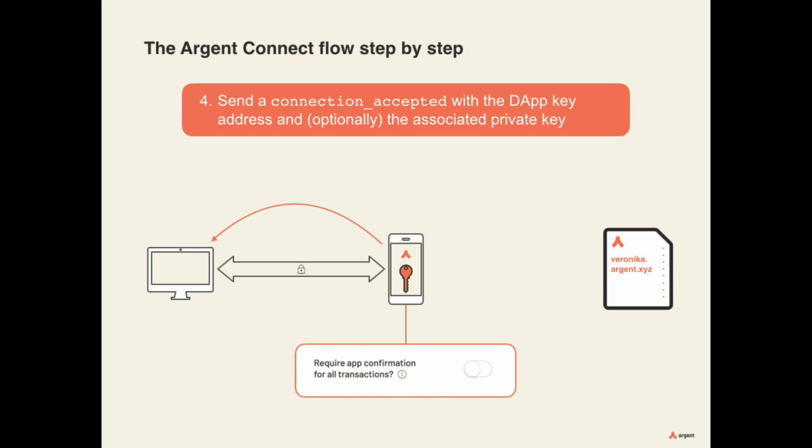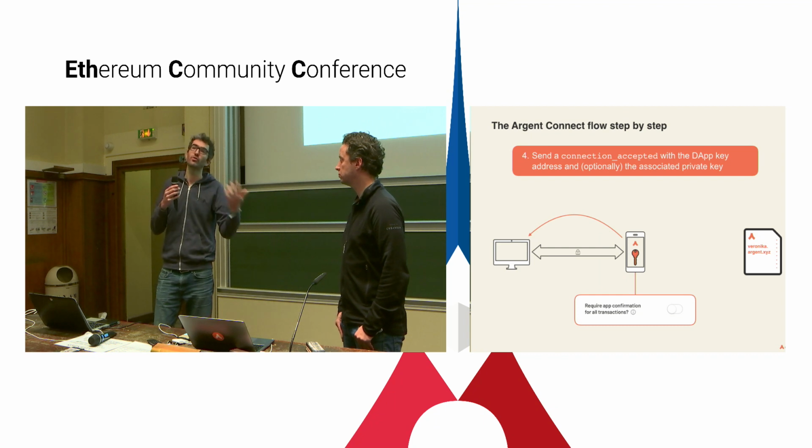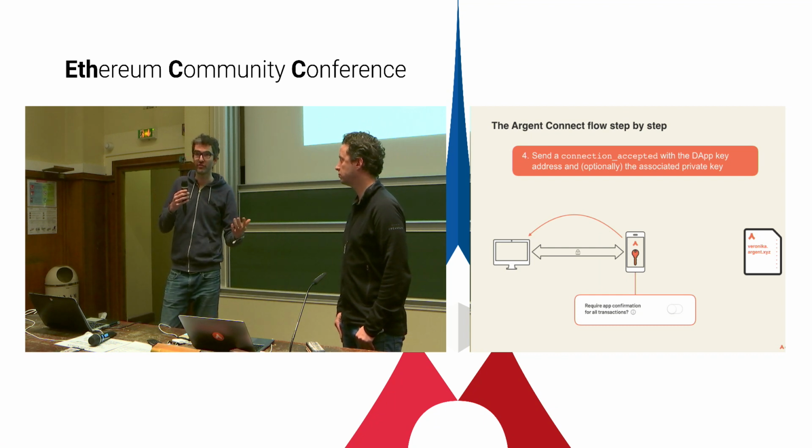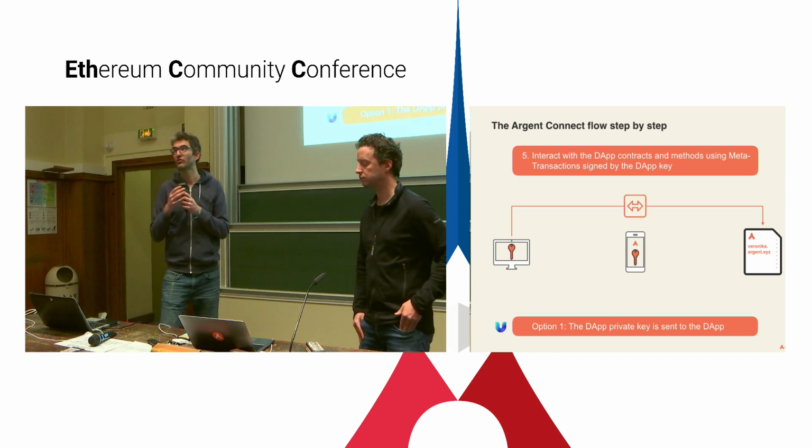So in practice, on your mobile, you will really see a toggle which tells you, do you want to keep that dApp key on your phone? And in that case, you will have to confirm every single transaction, or do you accept that dApp key to be transferred to the dApp? And that really enables two modes of operation to interact with dApps.